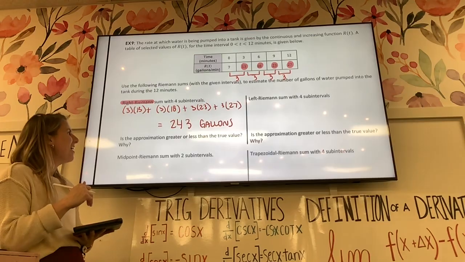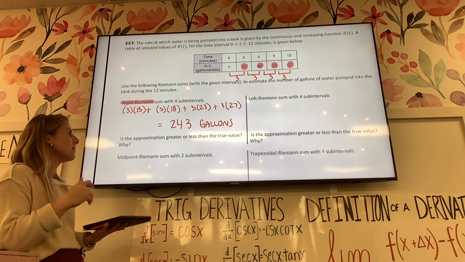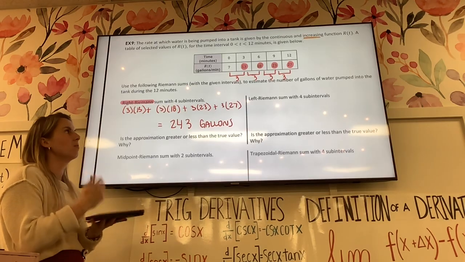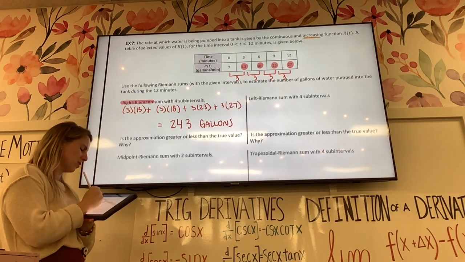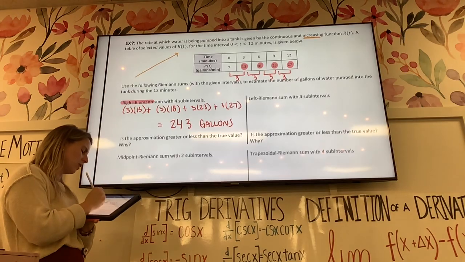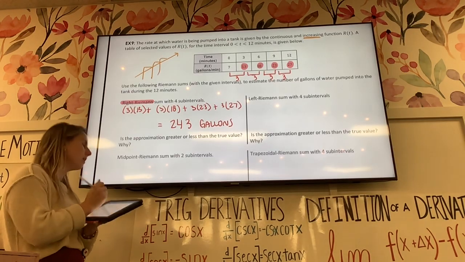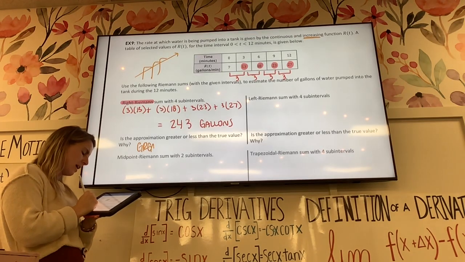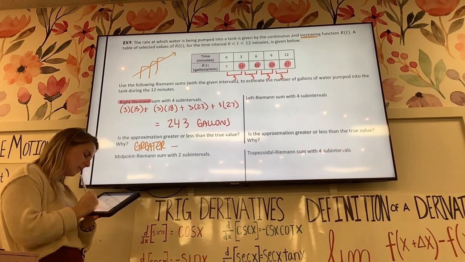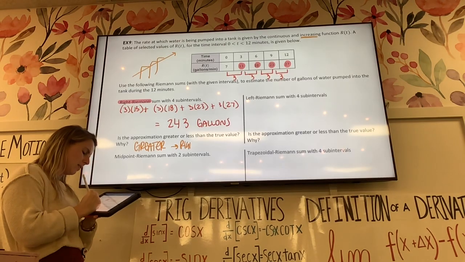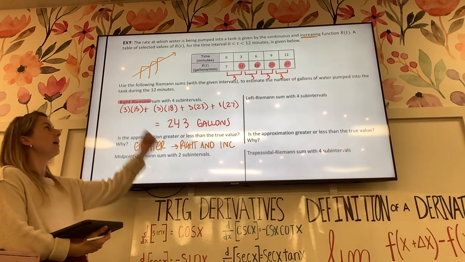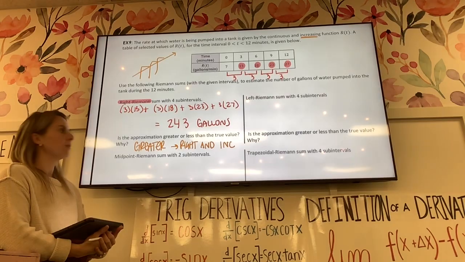Sorry. Okay, so is this approximation greater or less than the true value? Greater. It tells you that you're increasing. You also can tell you're increasing because of your numbers. So if you are increasing and you are using a right Riemann sum, it's greater. And for the why, right and increasing. That's all you got to put. Right Riemann sum, increasing. That means that it's going to be greater.